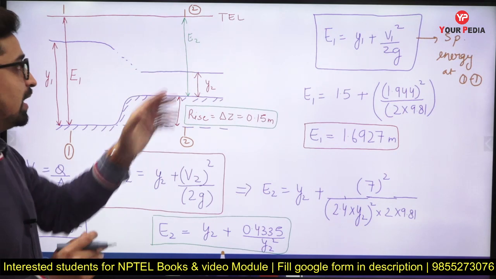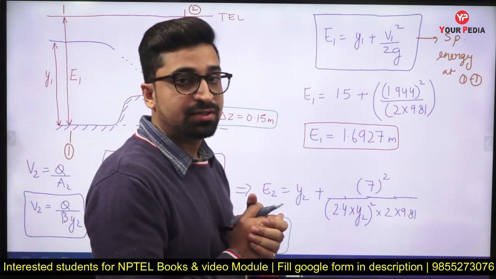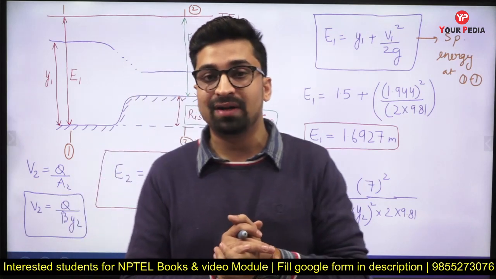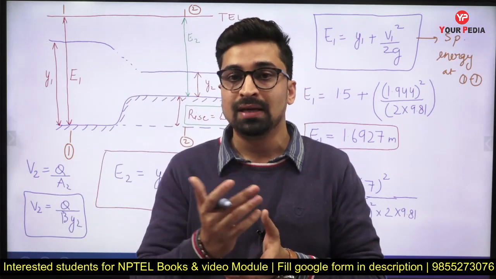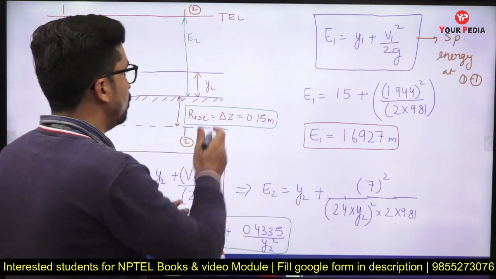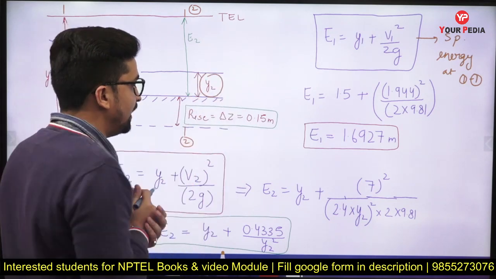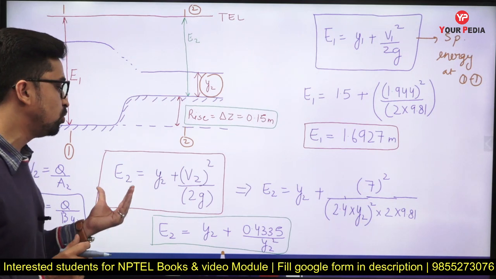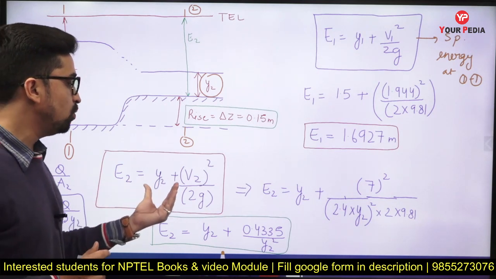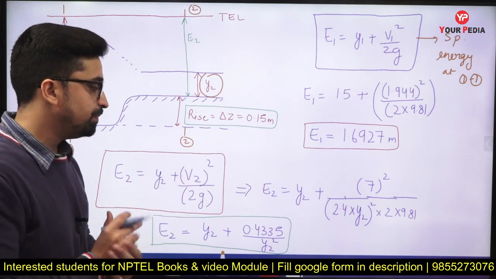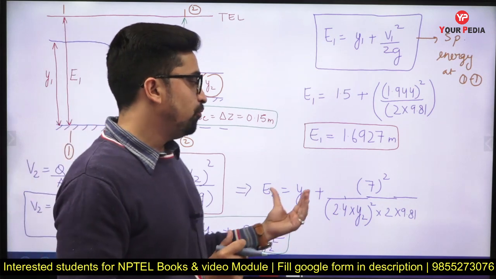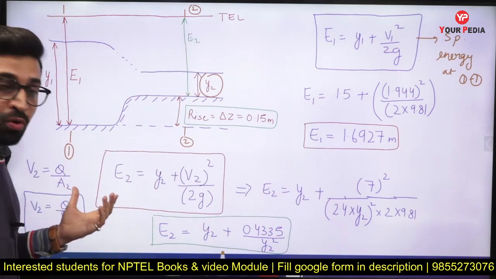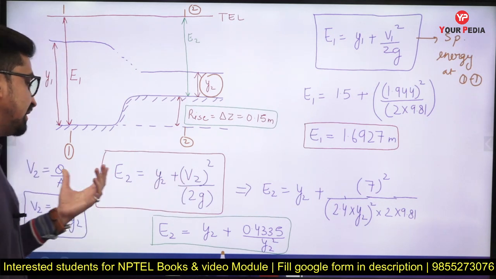Similarly, we can also calculate the specific energy at section 22, right? But we don't know the depth of flow at section 22. So we will assume that the depth of flow at section 22 is Y2. We just need to substitute the values. So specific energy at section 22 will be equal to Y2 plus V2 square by 2G, and V2 is basically the velocity at section 22.